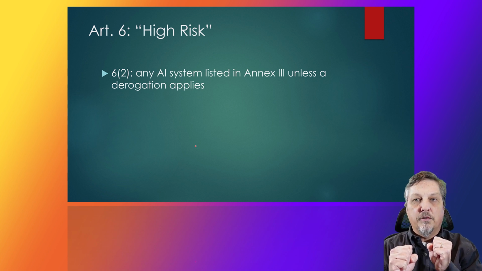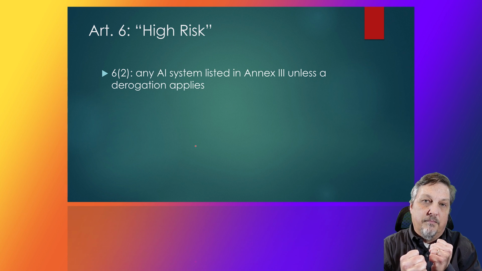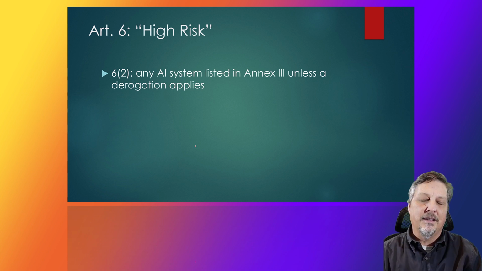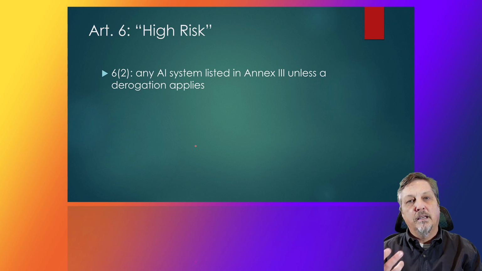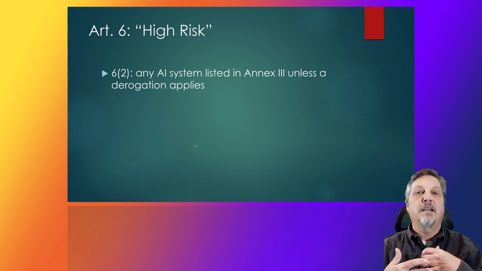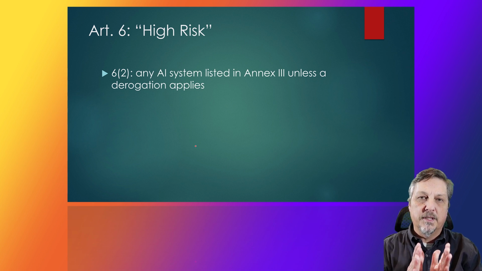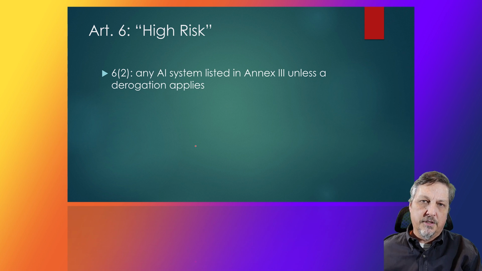Now, it's very possible your product or service might fall under both Annex 1 and Annex 3. Obviously, in that case, it's going to be considered high risk. It might fall not into Annex 1, but then it might fall into Annex 3, even if it's not related to one of those specifically regulated products or services.